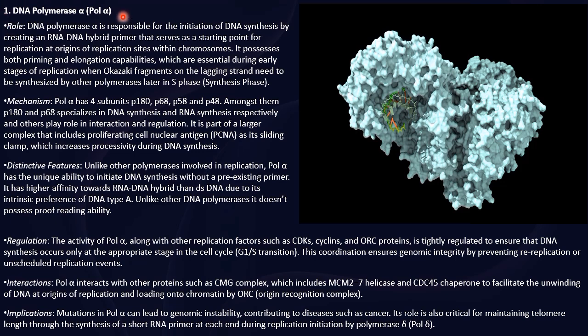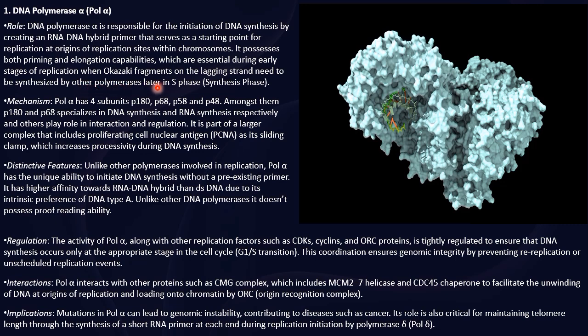The role of DNA polymerase alpha is the initiation of DNA synthesis by creating an RNA-DNA hybrid, that is, an RNA primer which binds to DNA and serves as a starting point for replication at origin of replication sites within chromosomes. That is, the RNA primer provides the free 3' hydroxyl group to DNA pol delta and epsilon. It possesses both priming and elongation capabilities, which are essential during early stages of replication, when Okazaki fragments on the lagging strand need to be synthesized by other polymerases later in S phase.